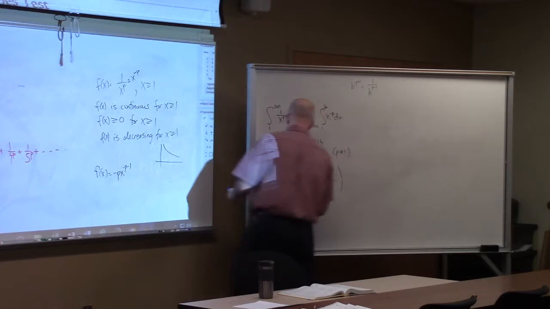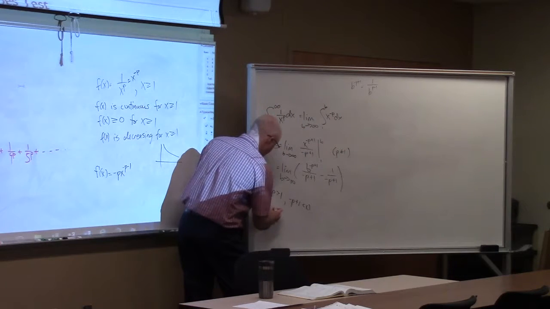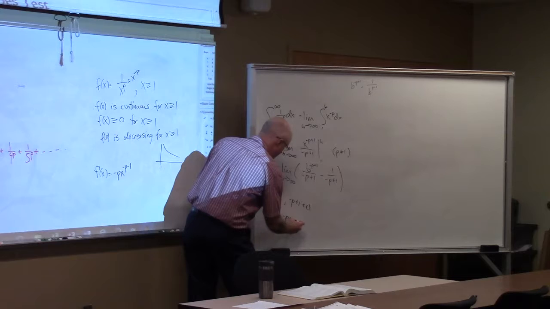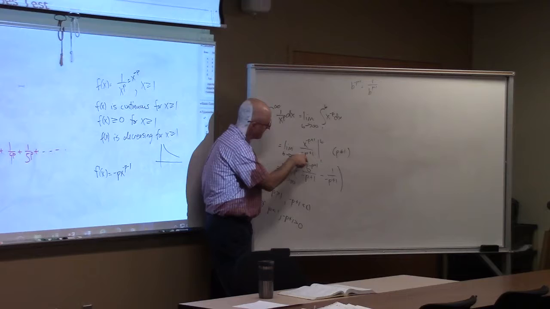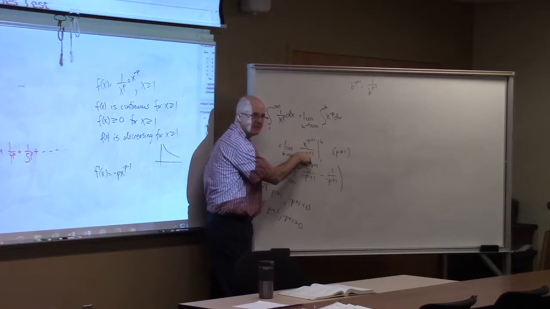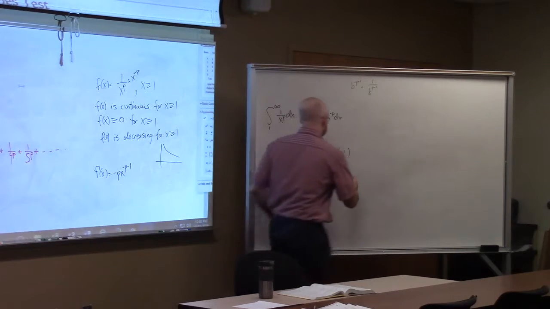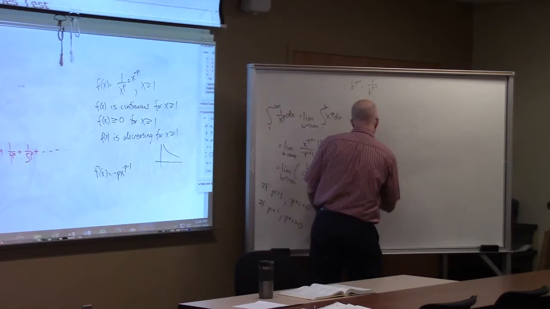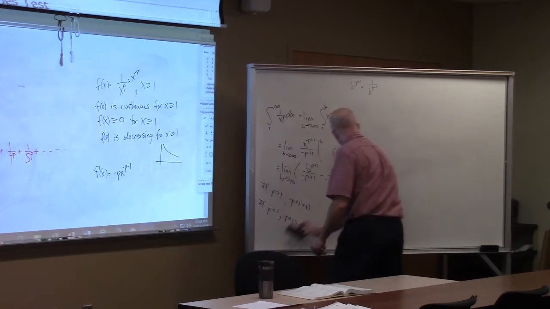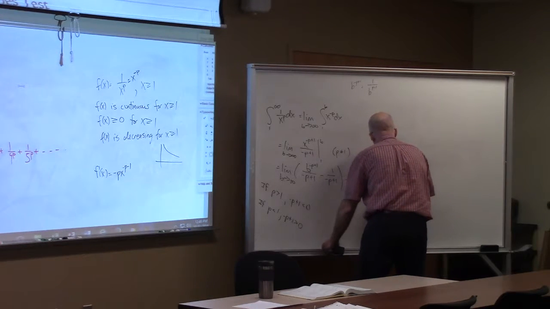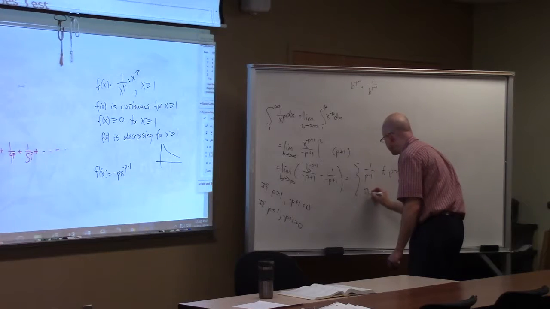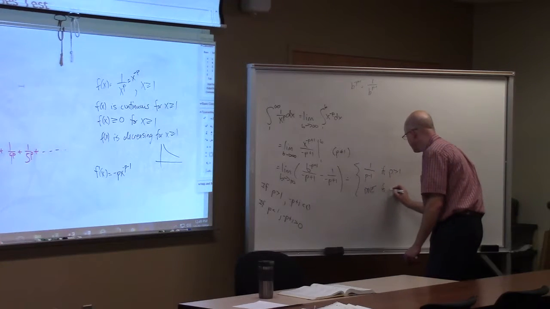If p is less than 1, then negative p plus 1 is bigger than 0. For example, if p is 1/2, this is 1/2. I really have the square root of b there, which goes to infinity as b goes to infinity. It doesn't converge. So this equals 1 over 1 minus p, or p minus 1 actually. 1 over p minus 1 if p is bigger than 1, and it does not exist if p is less than 1.